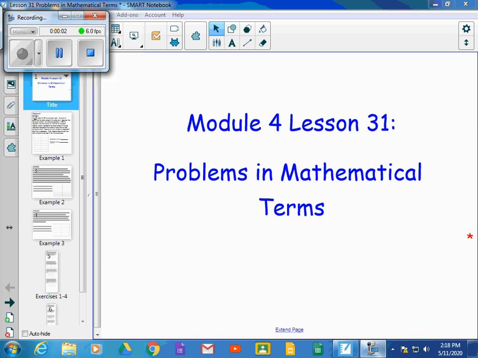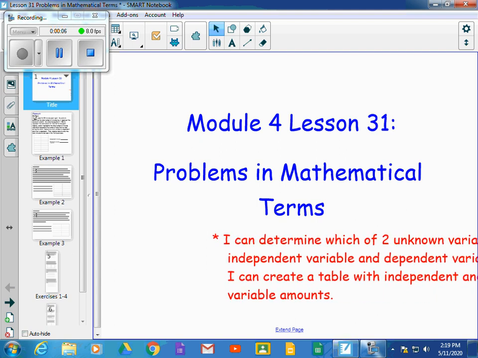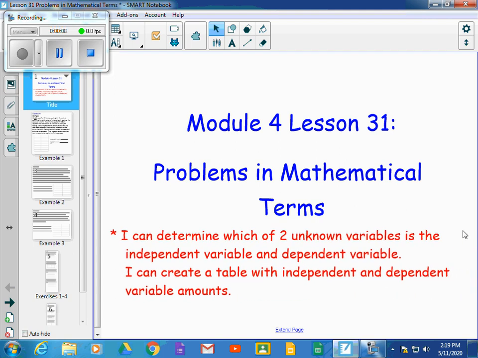This is Module 4, Lesson 31, titled Problems in Mathematical Terms. Two goals in this lesson. First, I can determine which of two unknown variables is the independent variable and dependent variable, and I can create a table with independent and dependent variable amounts. Make sure that you take good notes throughout.